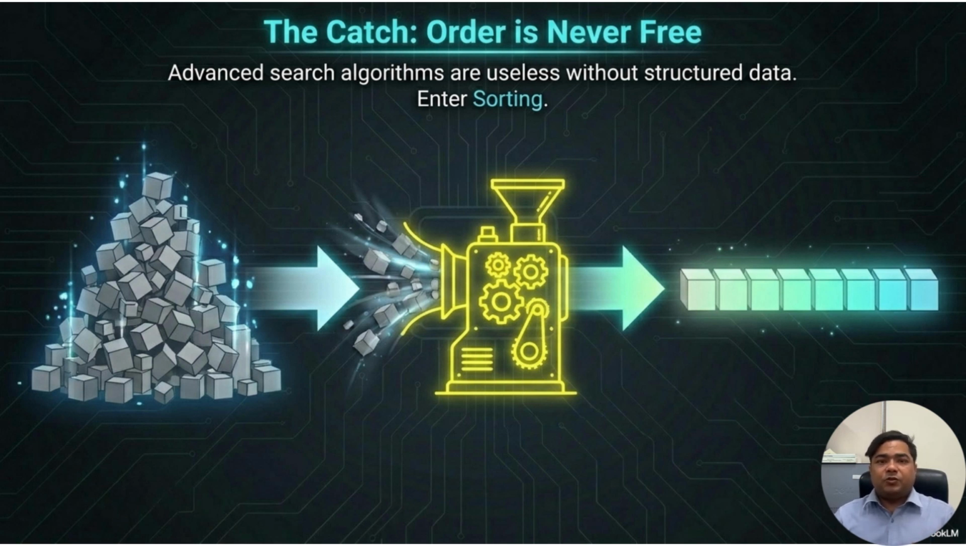However, sorting also takes time. That is why we need to choose algorithms carefully. If we need to search only one time, sorting first may not always be necessary. But if we need to search many times, sorting becomes very useful. This is why sorting and searching are always studied together in data structures and algorithms.